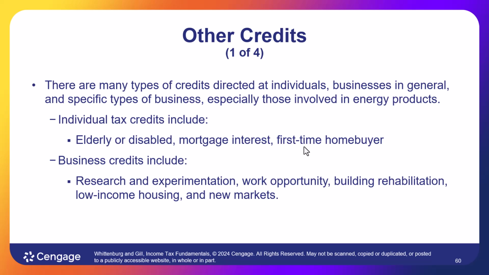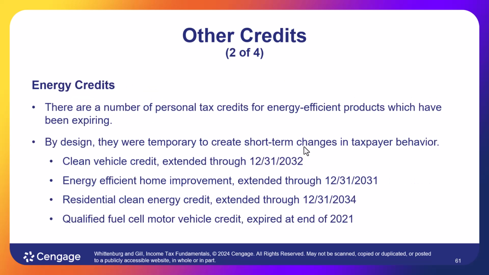There's elderly or disabled, there's mortgage interest, first-time home buyers, research and experimentation, work credits, rehab, low-income housing, new markets. One thing that's popular that you will see is energy credits. There are a number of personal tax credits for energy, which have been expiring. By design, they were temporary to create short-term changes in taxpayer behavior. Clean vehicle credit is extended through 2032, energy efficient home improvements 2031, residential clean energy credit 2034, and qualified fuel cell motor vehicle credit 2021.